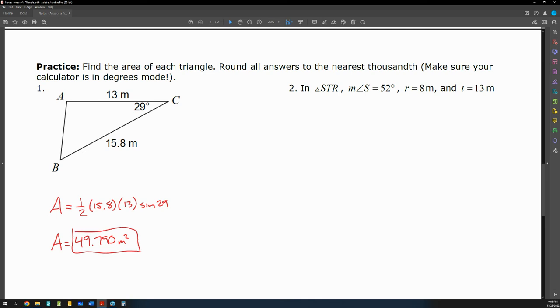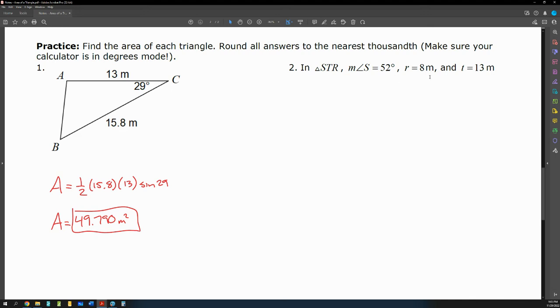Okay. All right, number 2. In triangle STR, the measure of angle S is 52 degrees, r is 8 meters, and t is 13 meters. Let's go ahead and draw the triangle STR.